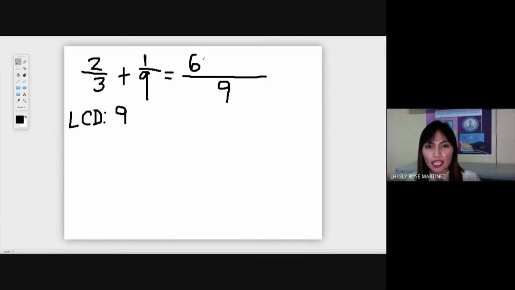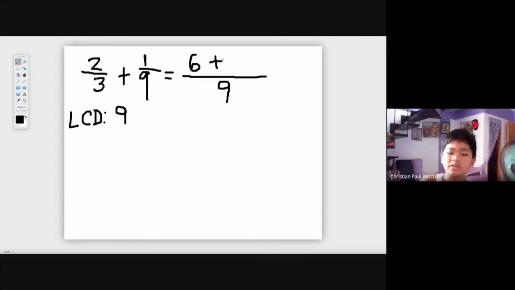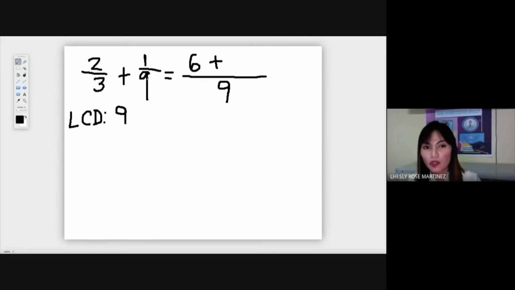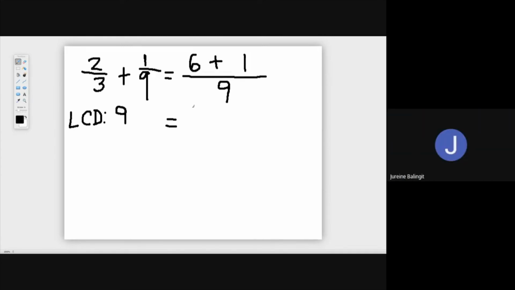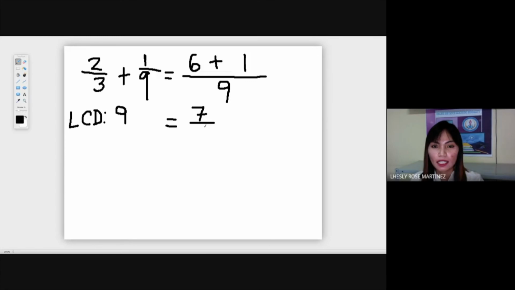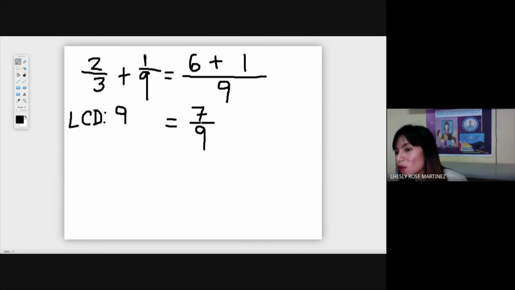And then plus, 9 divided by 9 is 1, times 1 is 1. Copy the operator. 6 plus 1 is 7. Copy the denominator. Okay. 7/9. Is it simplest form, or do we need to find its lowest term?